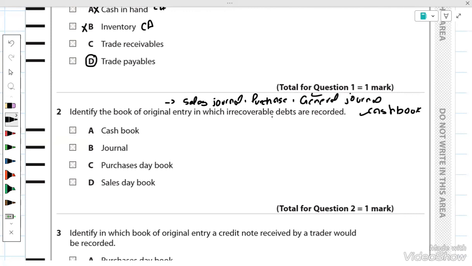So irrecoverable debts are not included in the cash book, purchase journal, purchase return journal, sales journal, or sales return journal. It means that they will be recorded in the journal. So this is the right option.